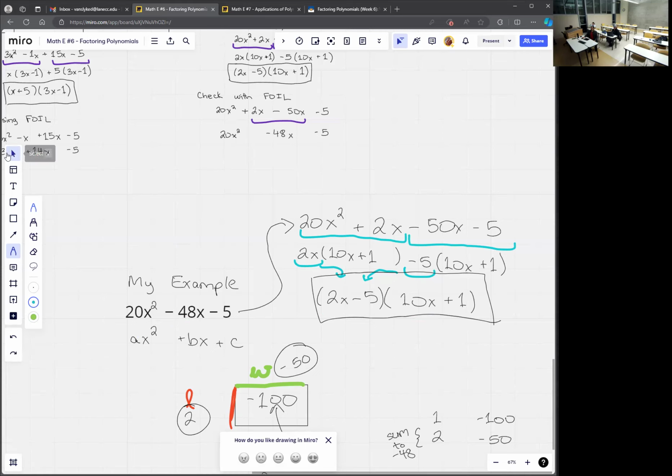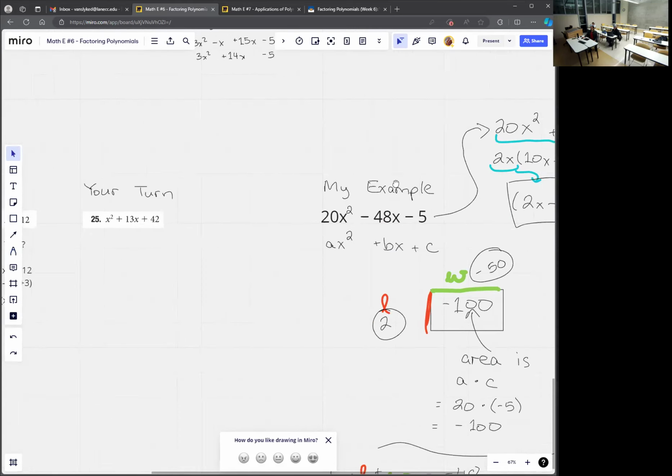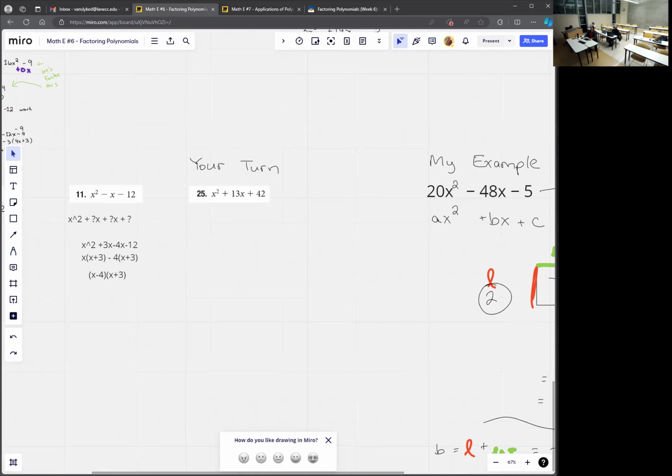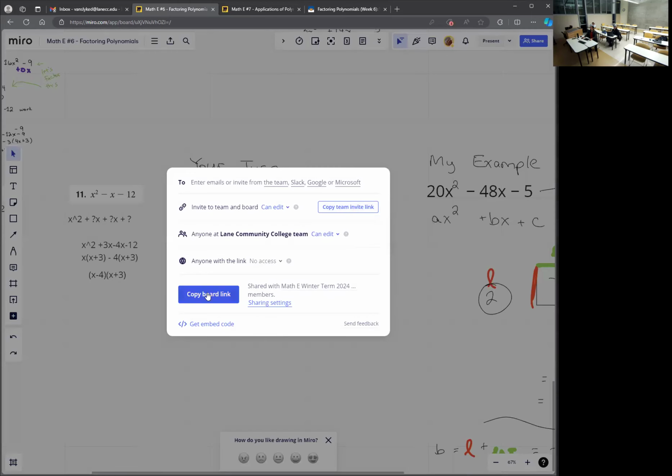So all of that is right there for you to stare at. And I should be good and put the link in chat so you don't have to go into Moodle and find it.